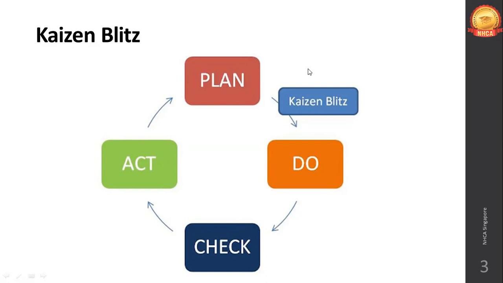Kaizen Blitz means what? Kaizen Blitz is a small project. Continuous improvement strategies sometimes could be big projects that can last for more than 10 days or so. But Kaizen Blitz is not like that. Kaizen Blitz should get the work done within 10 days. Small projects. Operational level projects are usually done under Kaizen Blitz.